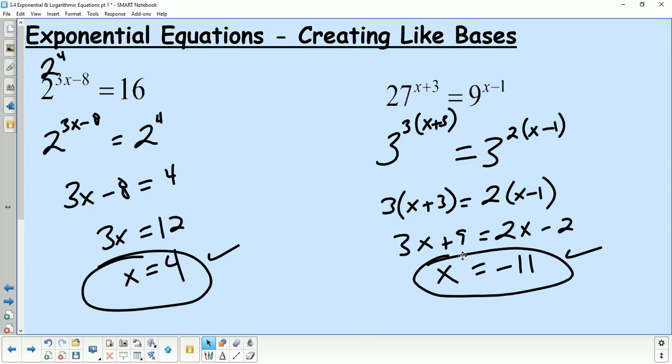So that is creating like bases. Sometimes you'll have to change both sides, both exponential expressions, into the same base. Sometimes you only have to change one. Sometimes they'll already be the same base.